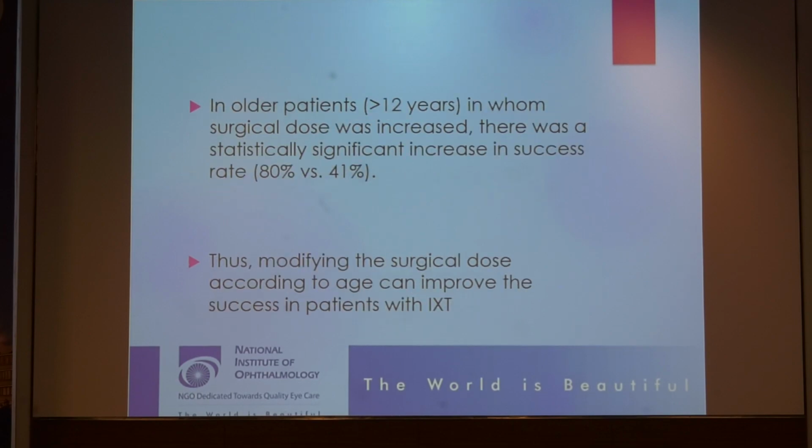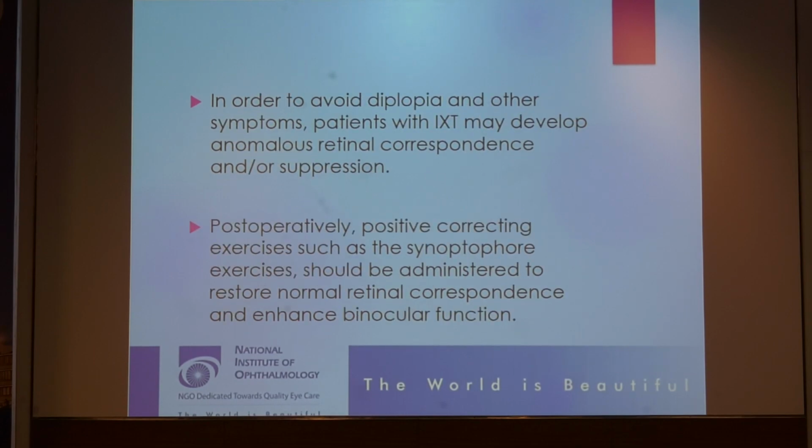after which you can decide. In older patients, that is patients more than 12 years of age, in whom the surgical dosage was increased, there is a statistically significant increase in success rate. That is 80% versus 41% for the standardized tables. So modifying surgical dose according to age can improve the success rate in intermittent exotropia.